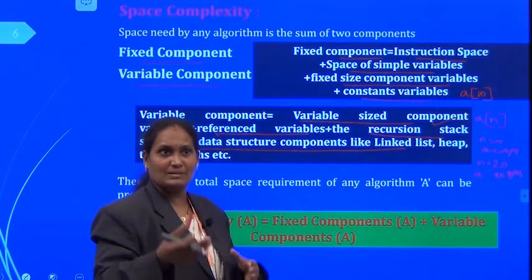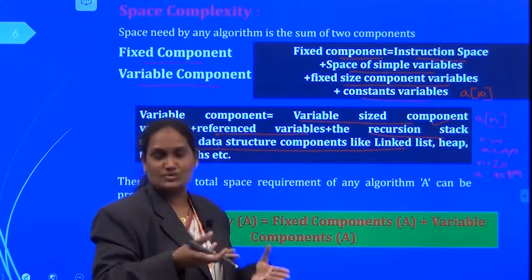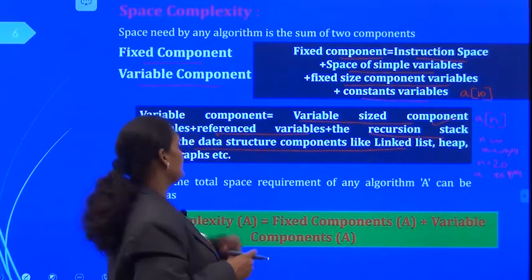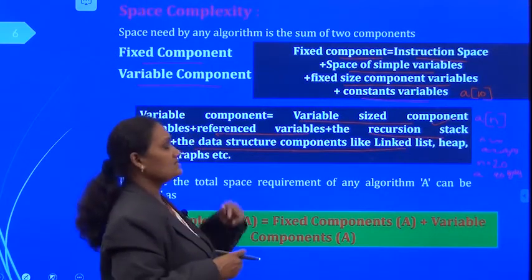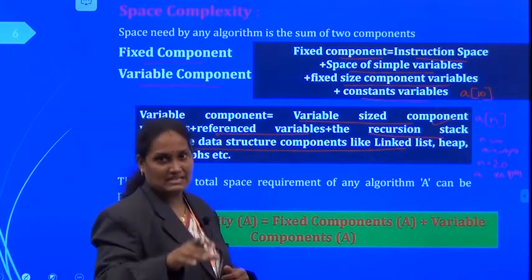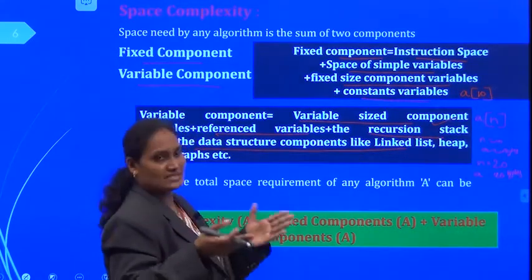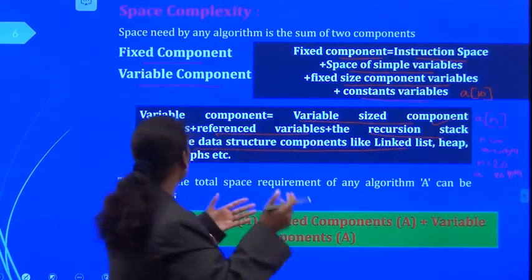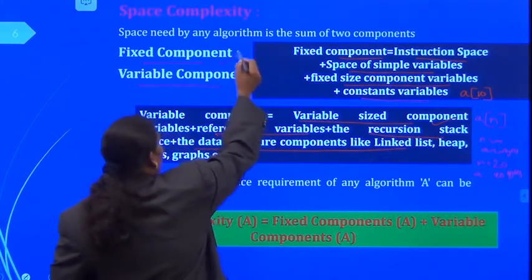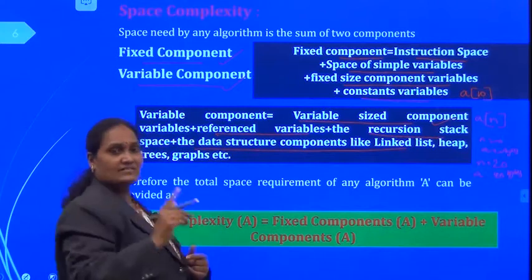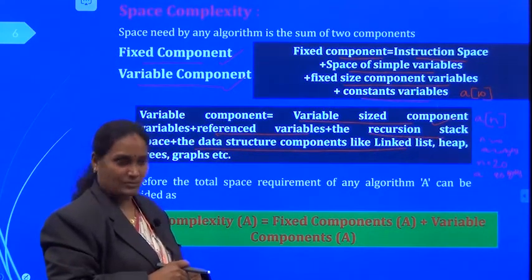If you want to store some intermediate results, we are going to use the stack space. So here the space for that stack, and also the space required for various data structures that we are using in our pseudocode, such as heap, trees, graphs, linked lists, etc. Here I hope that you understand both the components, fixed component and variable component.